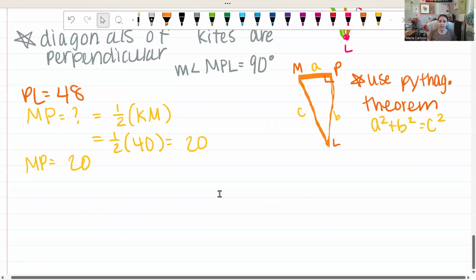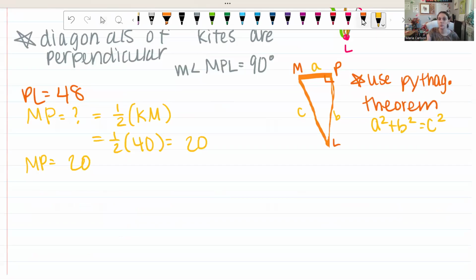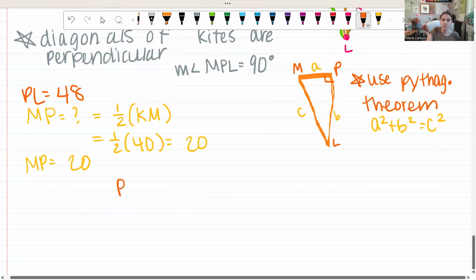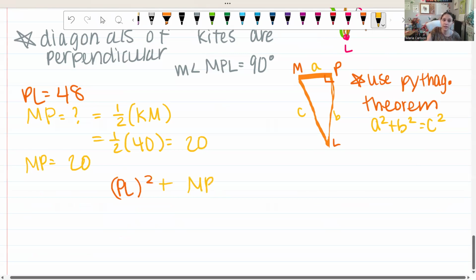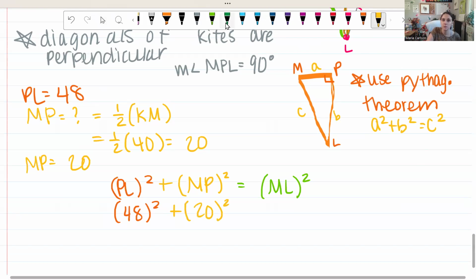and PL is 48. Our goal is to find ML. So essentially here, I'm going to take PL squared and I'm going to add that on to MP squared. And that's going to give me ML squared. And we know PL is 48. So 48 squared plus MP, which is 20 squared, is going to give us ML squared.